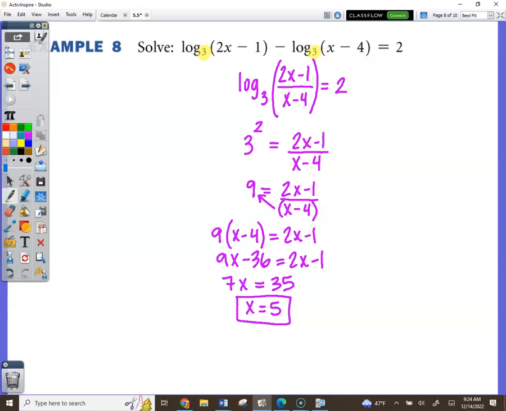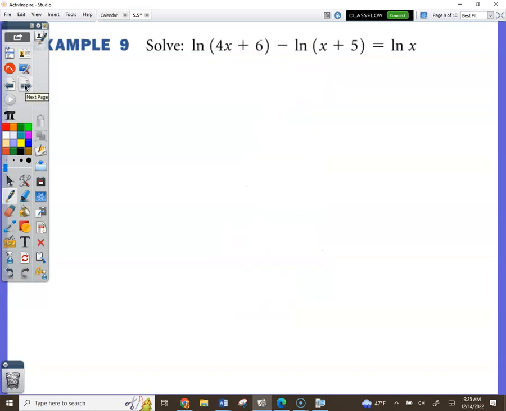Alright, one more example. Now I need to give you the list of numbers to highlight. This example is the exact same thing as this, but instead of log base 3, it's ln. So you try it right now. It's the same concept, but it's ln. I want you to condense the 2 ln expressions on the left. How would they condense? They would condense to a fraction.